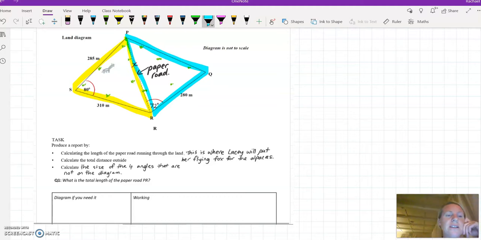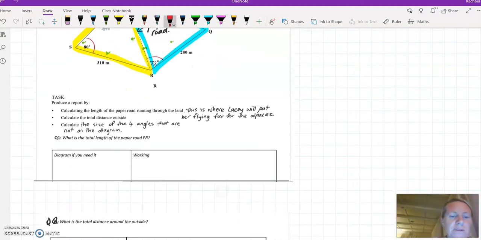Looks really familiar. So that's the cosine rule, eh? Brilliant. We know it's the cosine rule: A squared equals B squared plus C squared minus 2BC cos A.